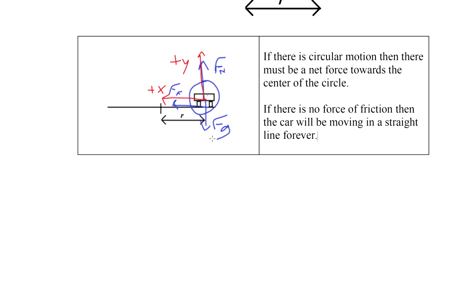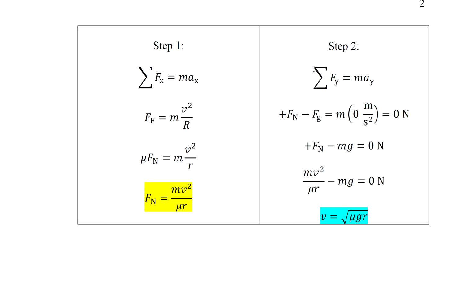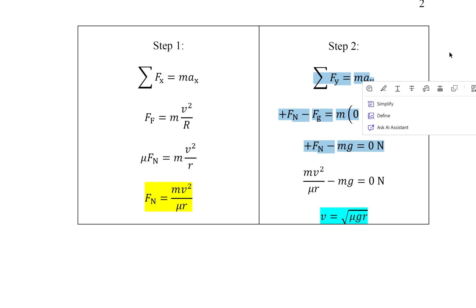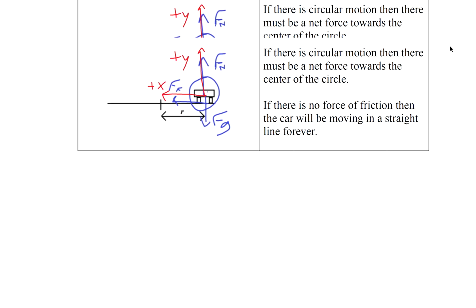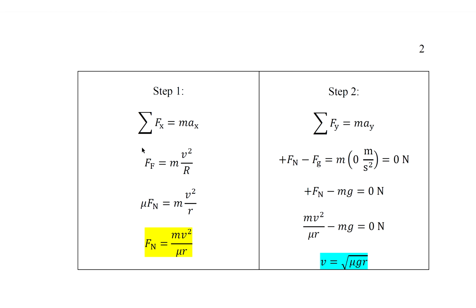So look at the forces on the y-axis. Sigma F sub y equals ma sub y equals plus force normal minus force of gravity. So that's here. Now, let's take a look at the horizontal forces. Sigma F sub x equals ma sub x equals mv squared over r equals force of friction, which is here.